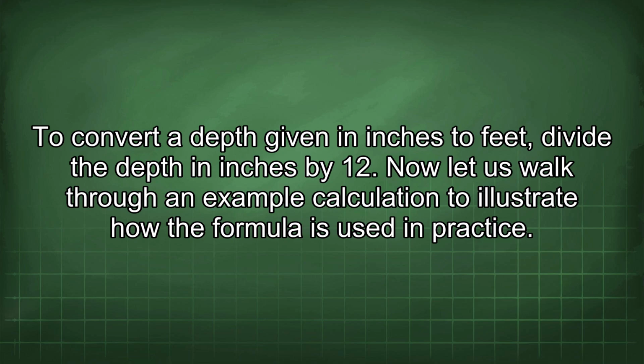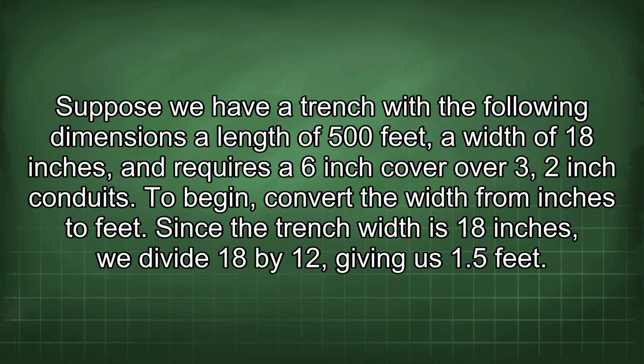Now let us walk through an example calculation to illustrate how the formula is used in practice. Suppose we have a trench with the following dimensions: a length of 500 feet, a width of 18 inches, and requires a 6-inch cover over 3 2-inch conduits. To begin, convert the width from inches to feet. Since the trench width is 18 inches, we divide 18 by 12, giving us 1.5 feet.